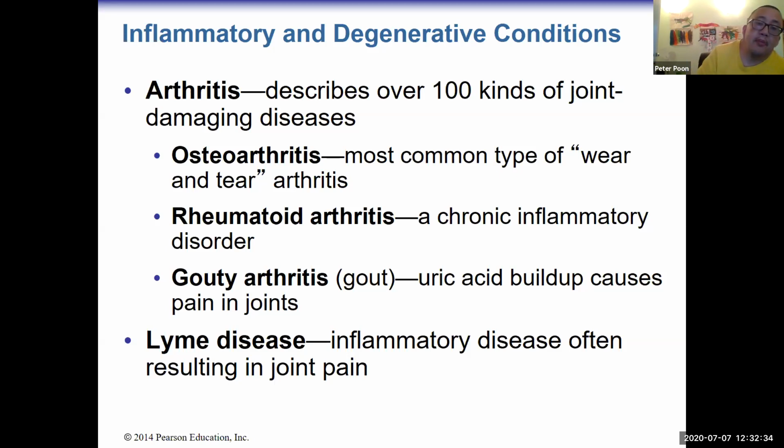Gout is uric acid buildup. Remember I told you joints have a lot of nerves, which means they detect a lot of pain. When you have large amounts of uric acid in your body, it can crystallize out in the joints. Like I said, when I had gout, they actually drained my knee, and they said they could see the little crystals of uric acid when they drained it.